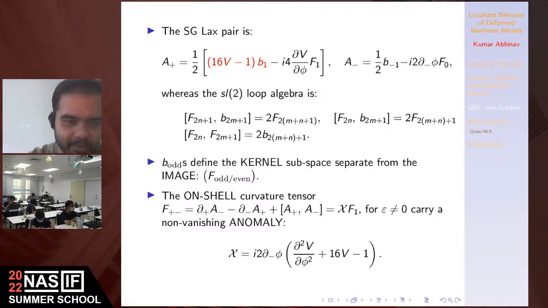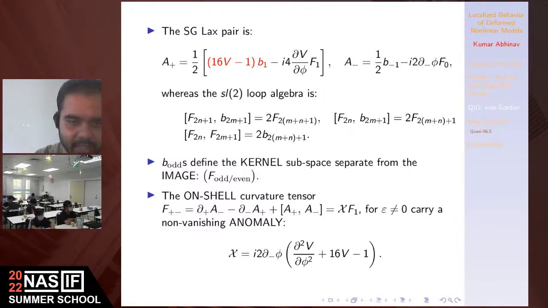So if you start with some combination of F operators, and you take commutators with B, you will go to a combination of F operators. So these F operators construct something called the image subspace, and B constructs the kernel subspace. They are actually separated from each other because these generators are linearly independent. And from this commutation relation, you can see that B maps F image to image.